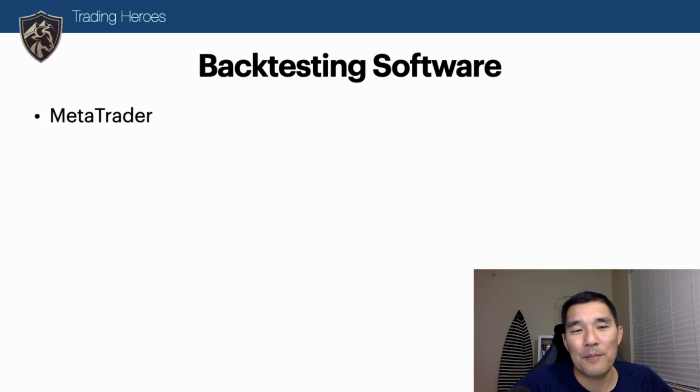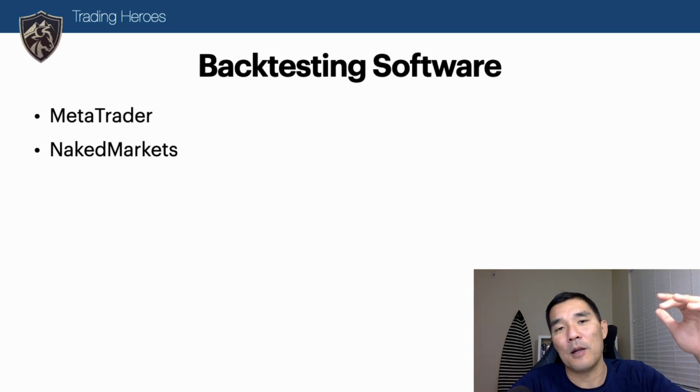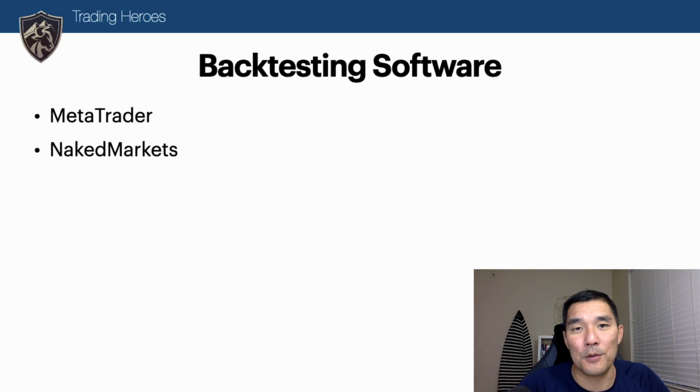It's more for backtesting automated strategies, although you can use it as a manual backtester, but you're going to have to keep a separate spreadsheet for that. One I highly recommend is Naked Markets. I think it's the best backtesting software out there because you can go from full manual, partially automated, full automated, and it allows you to automate certain parts of the backtesting to speed things up without going full automated. So I think it's a great solution.